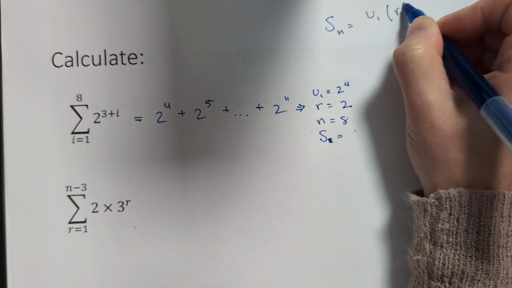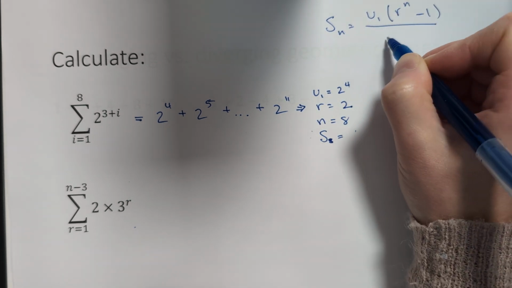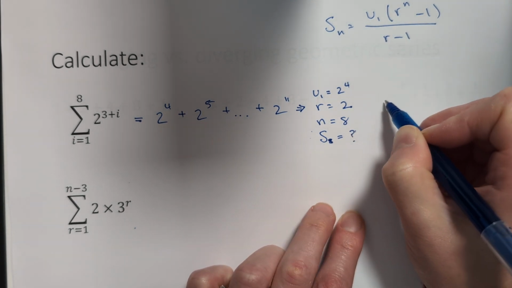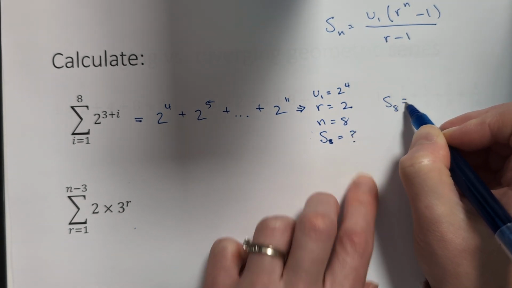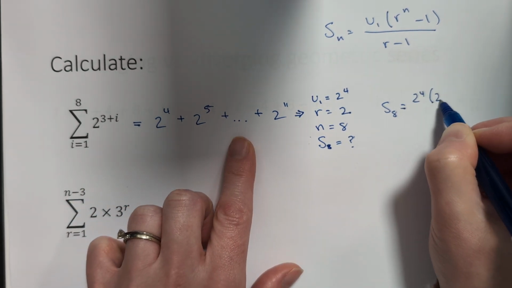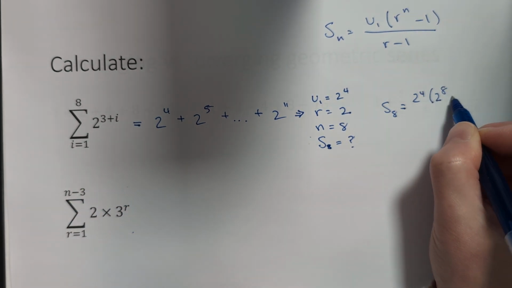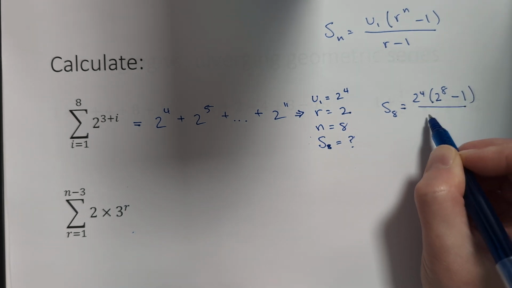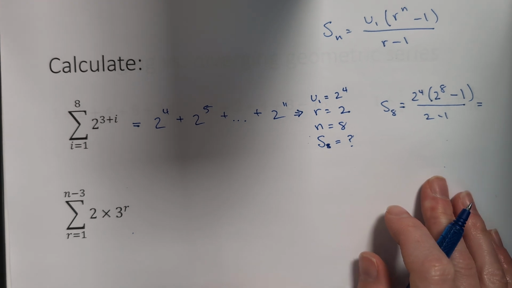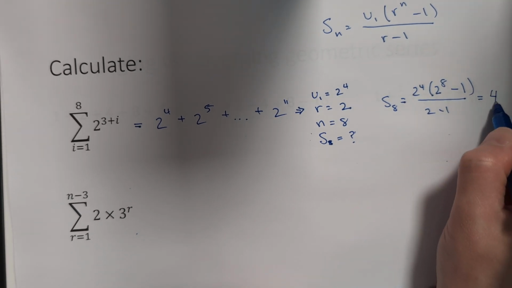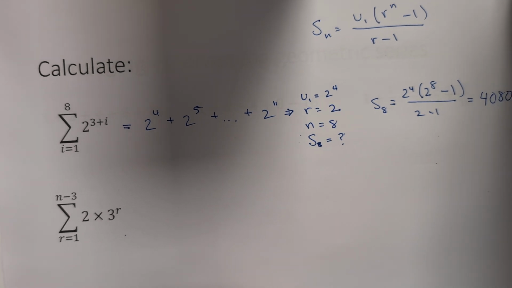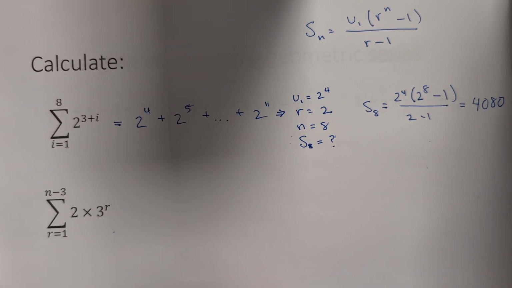u sub 1, r to the n minus 1, over r minus 1. So that's what we want. S to the 8, u sub 1 is 2 to the 4th, r is 2, n is 8, and 2 minus 1. If we put that into the calculator, big numbers, this wouldn't be something you have to do, although it's not particularly challenging. 4,080. Okay. Move that over a little bit so you can see.